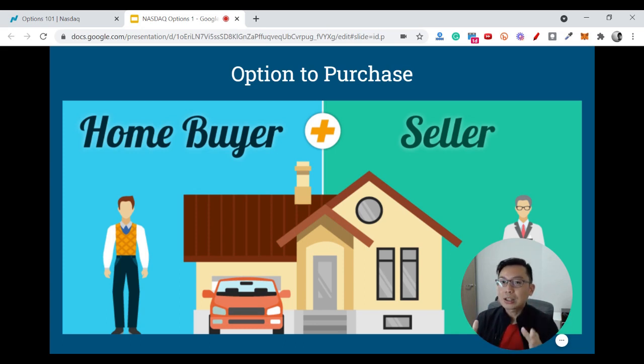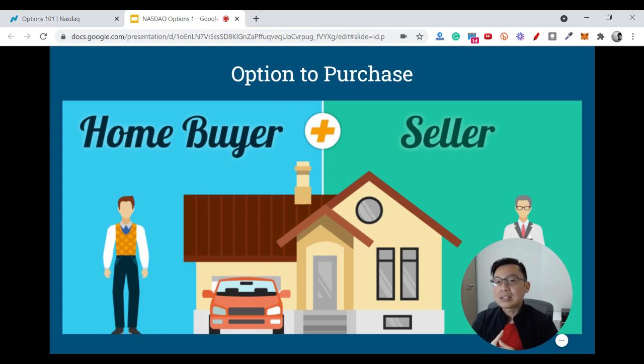So within the next 21 days, because of this option contract, the house owner cannot sell the house to other buyers, even if they express interest. This option contract allows you the right but not the obligation to buy the house. Essentially, you are kind of reserving the house.